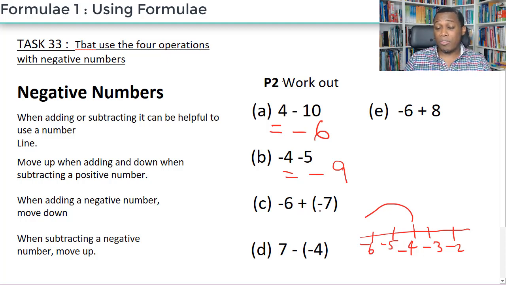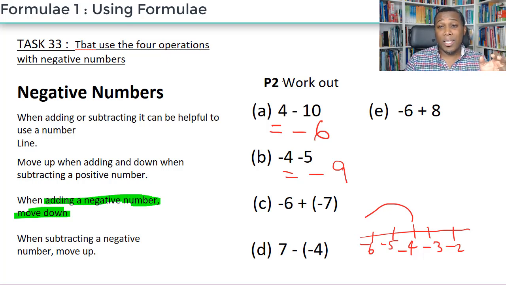We're adding a negative number. And from the notes I mentioned, when we're adding a negative number, we move down. Adding a negative number, it's moving down. In other words, adding a negative number is taking away. This is -6, take away 7. If I start at -6, I'm going to clear that.